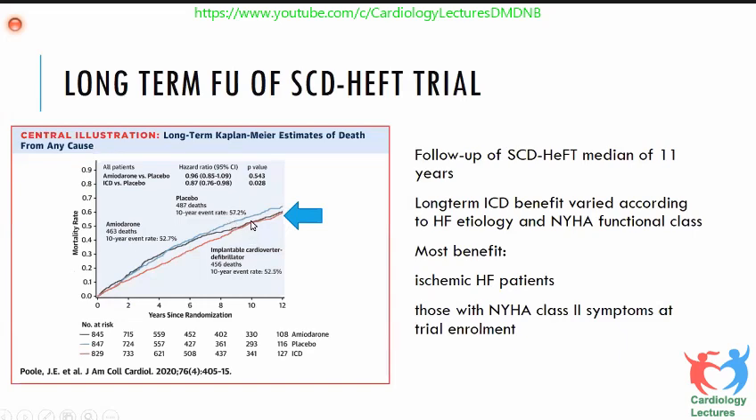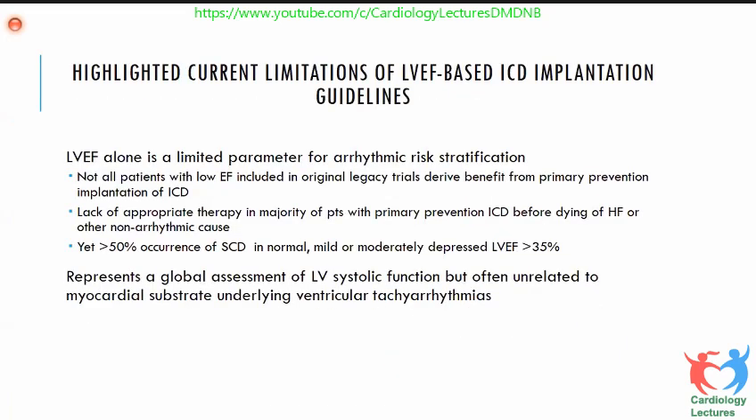So interestingly, beyond year 10 of ICD therapy, both the ICD and the amiodarone seem to converge together and have similar results on long-term follow-up.